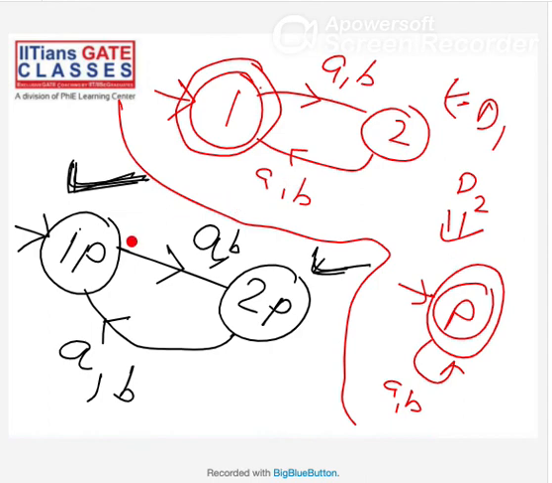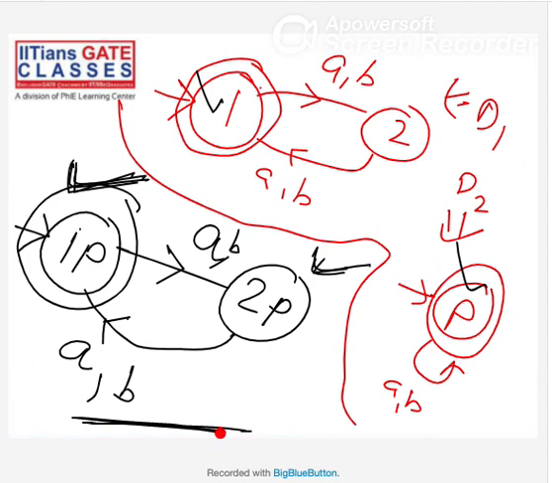Right, I should make this state final. Because I want L1 intersection L2, I want this final state and this final state, meaning (1, p). This will be our final state if I want L1 intersection L2. Now this is the DFA for L1 intersection L2.